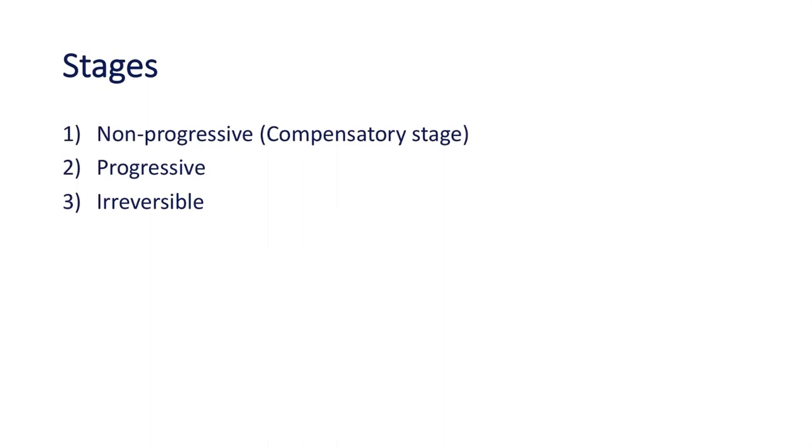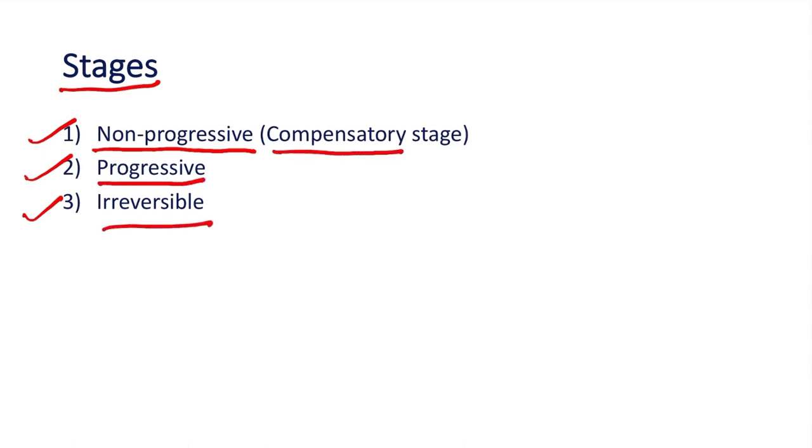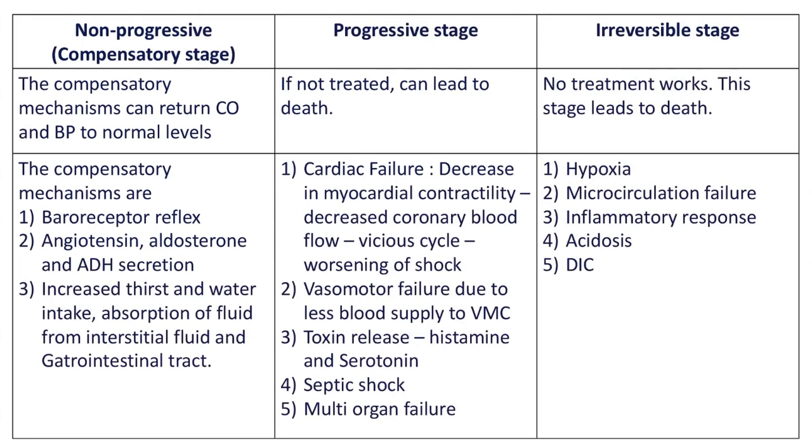Then the next part is stages of shock. The first stage is non-progressive, second is progressive, and third one is irreversible. Non-progressive stage is also called compensatory stage. Then the progressive and irreversible. So we will see one by one.